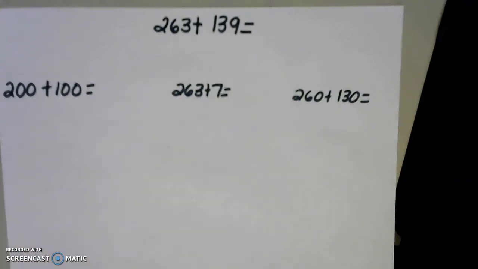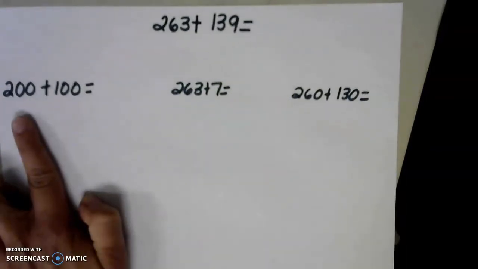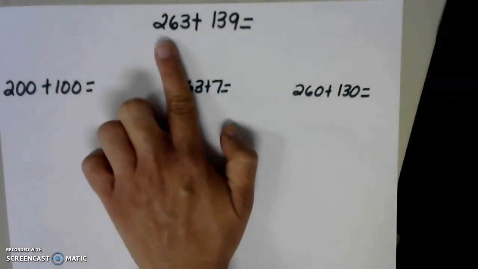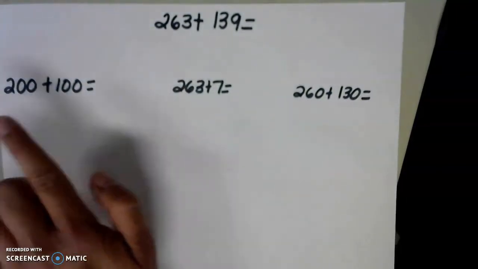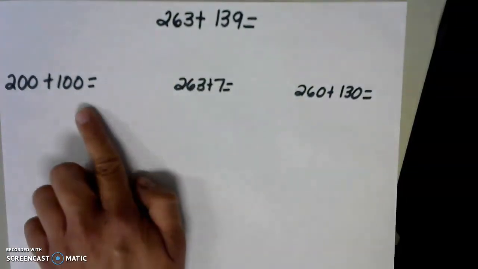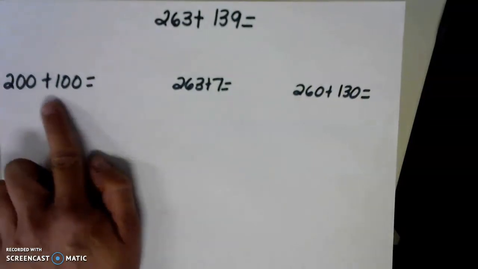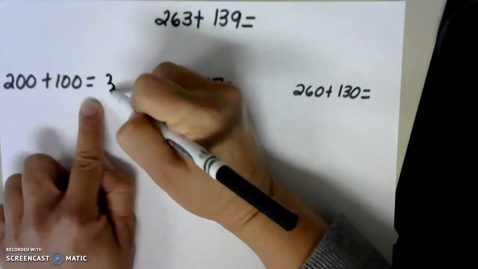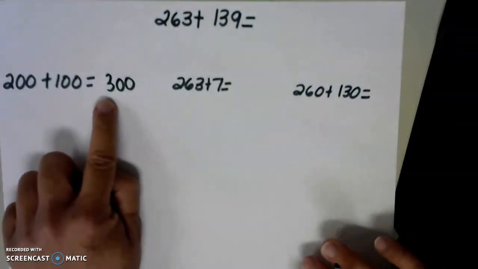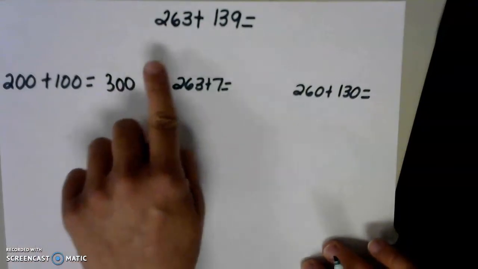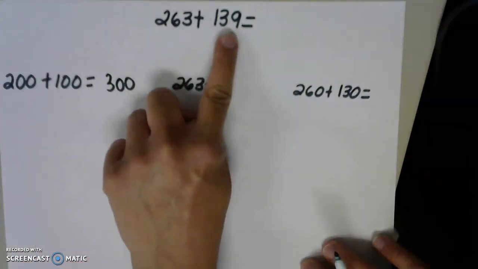So you can see the first problem was 200 plus 100. Those numbers came from the hundreds place for each of these numbers. So we have the 200s here, and the 100 here. If I add 200 plus 100, I will get 300. Okay, and since I've added the hundreds place, I now need to look at my tens place and add the numbers, and then the ones place and add those numbers together.